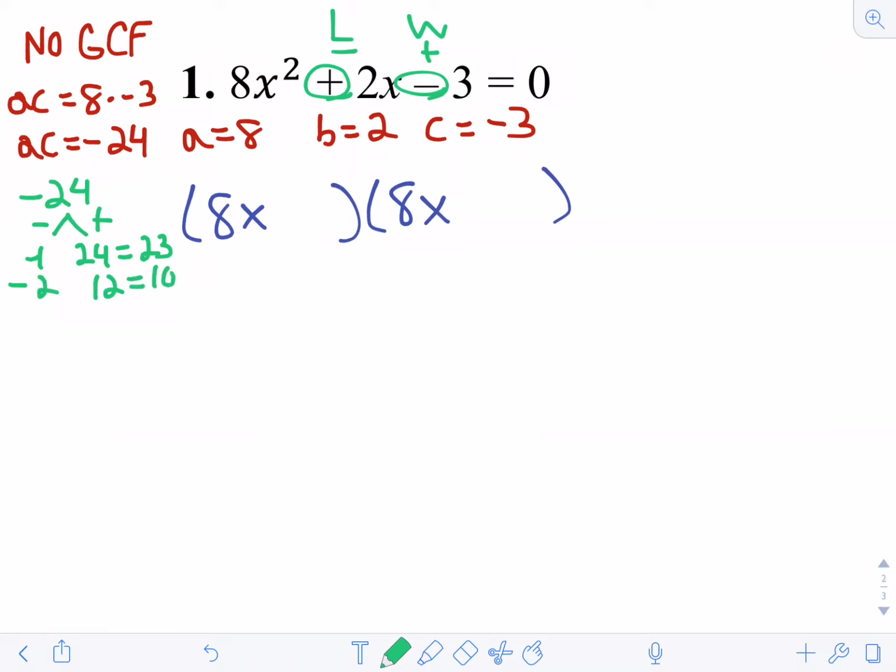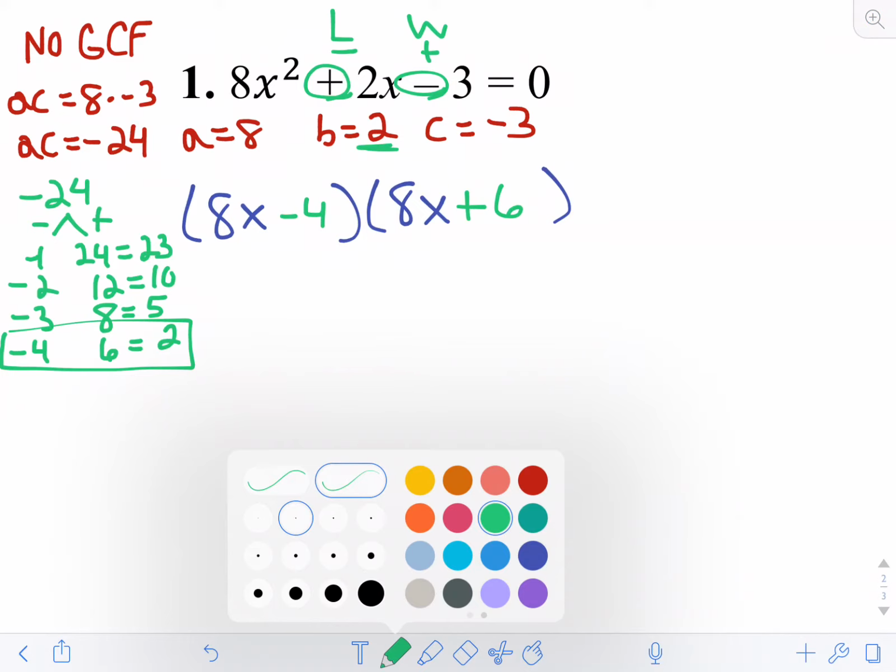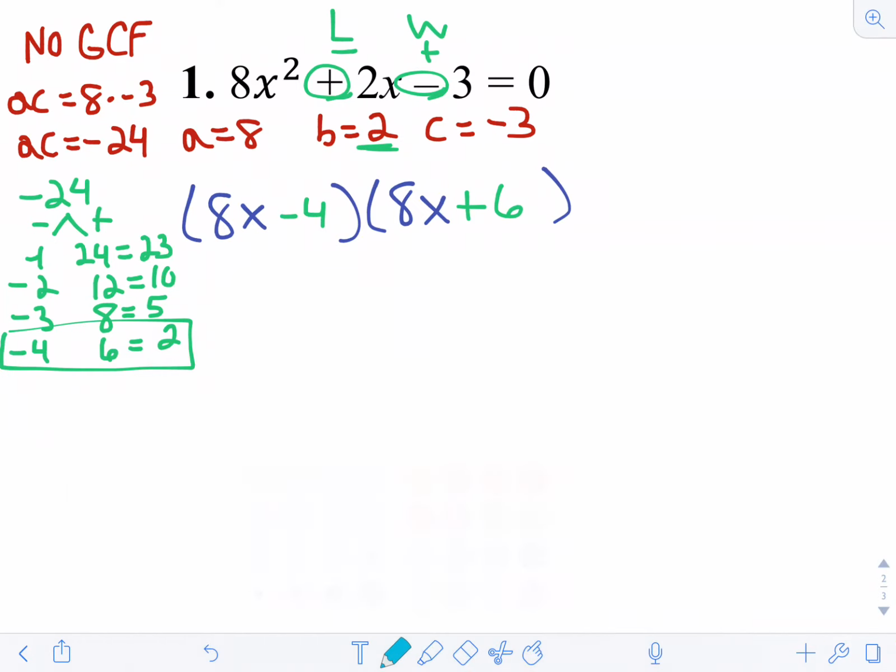That would give me 10. Negative 3, positive 8. That would give me 5. Negative 4, positive 6. That would give me 2. And that's what I want because that's the value of my B right here. So we have minus 4 and we have plus 6. Okay, we're going to go ahead and pull out your greatest common factor.